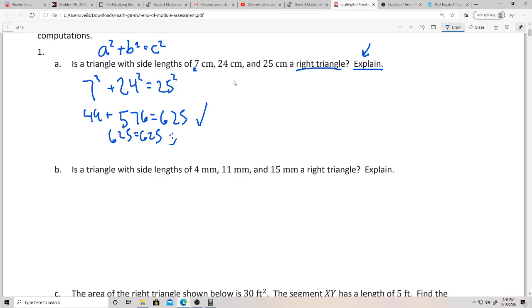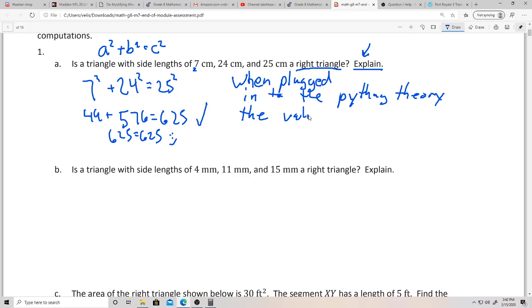So you just basically say, and this is where I gotta work on my handwriting, when plugged into the Pythagorean theorem, how do you spell that? Theorem. Oh man, I'm lost. I'll just put theory. Values are true.